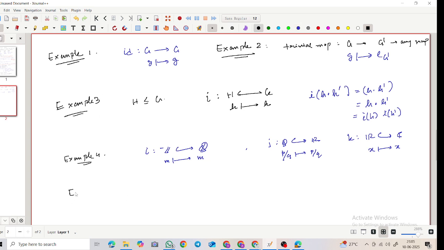Example 4. Have you seen that group Z mod NZ? Have you seen that group Z mod NZ? Yes, sir.